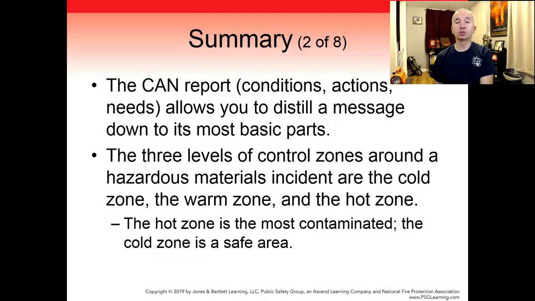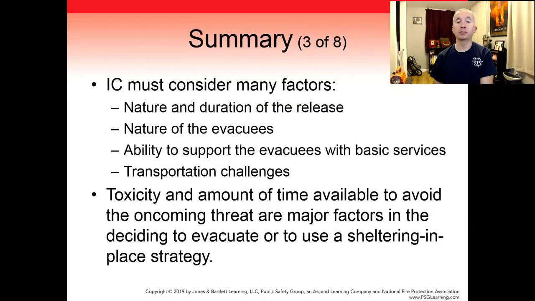The three levels of control zones around a hazardous materials incident are the cold zone, warm zone, as well as the hot zone. The hot zone is the most contaminated, where the cold zone is the safest area. The incident commander must consider many factors before making decisions concerning evacuation, such as the nature and duration of the release, the nature of the evacuees, and the ability to support the evacuees with basic services and needs, as well as transportation challenges. The toxicity of the hazardous material and the amount of time available to avoid the oncoming threat are major factors in the decision of whether to evacuate or to shelter in place.